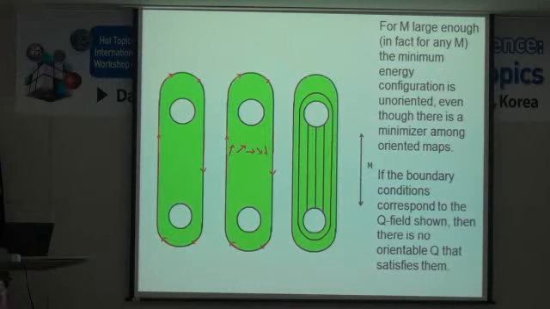And of course, if you had chosen as boundary conditions the tangential conditions on the outer boundary plus the conditions given by this line field on the inner circles, then there's no orientable Q that has finite energy at all. So in this case, you couldn't use the Oseen-Frank theory at all. I mean, you could maybe use it and patch it together somehow, but here you couldn't use it at all.